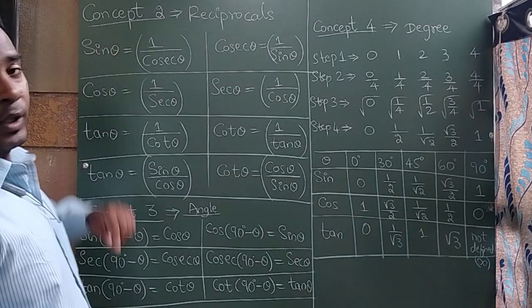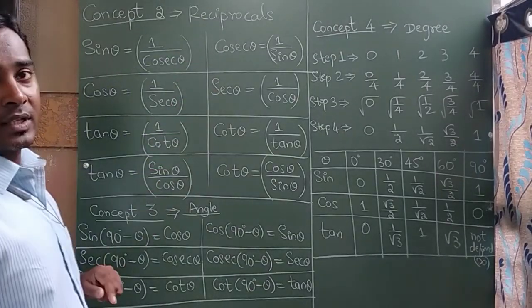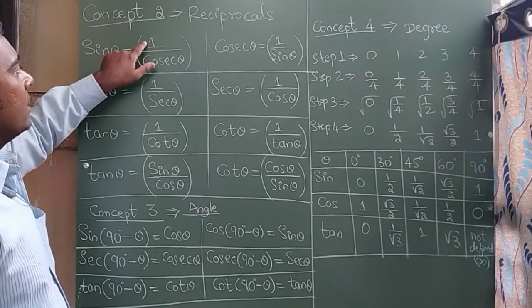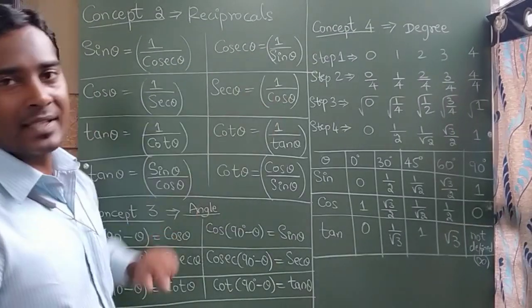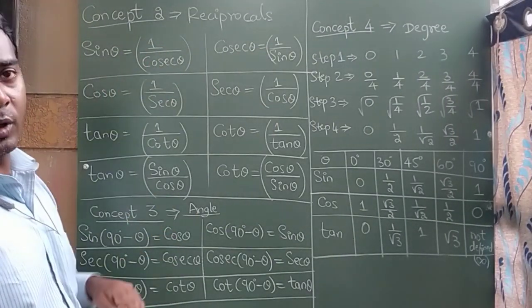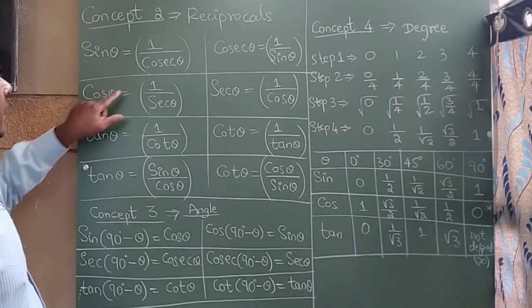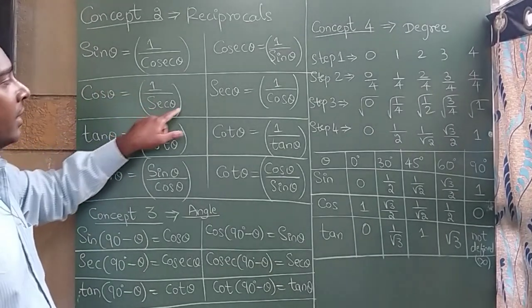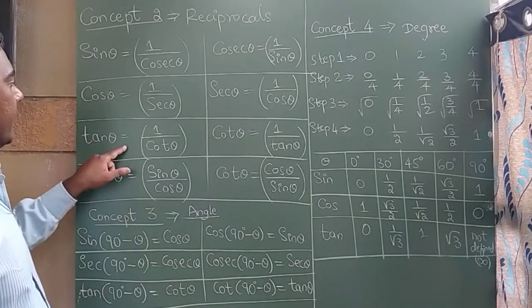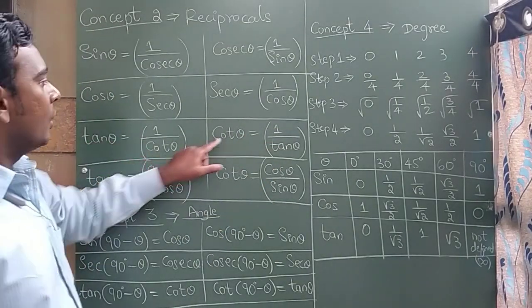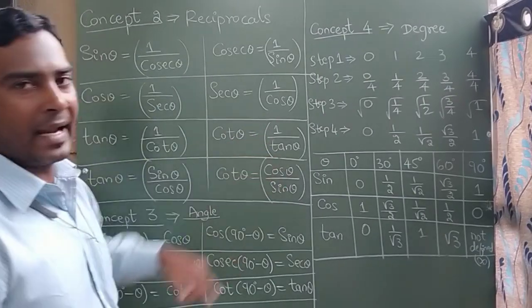Now concept number 2, I have named it as reciprocals. Sin theta is 1 upon cosec theta. Cosec theta is equal to 1 upon sin theta. Don't you think that it is a reciprocal of each other? So cos theta is equal to 1 upon secant theta. Secant theta is equal to 1 upon cos theta. Tan theta is equal to 1 upon cot theta. Cot theta is equal to 1 upon tan theta.